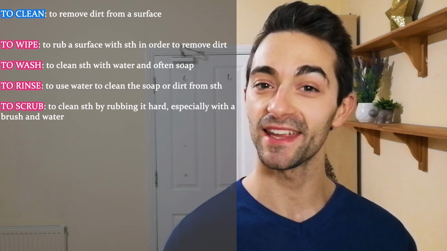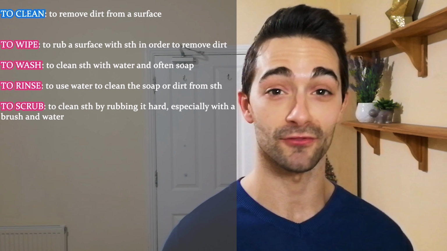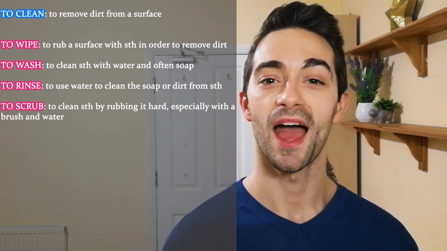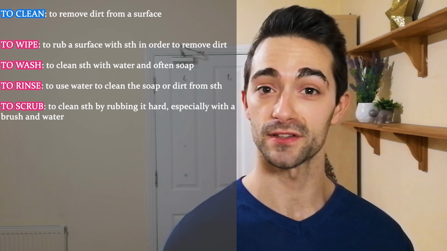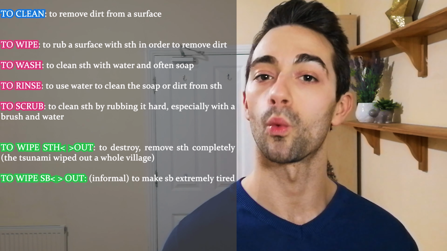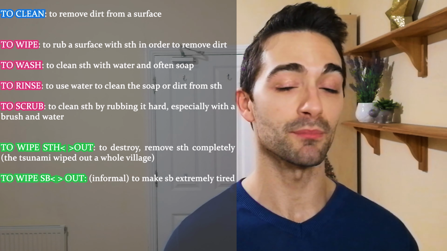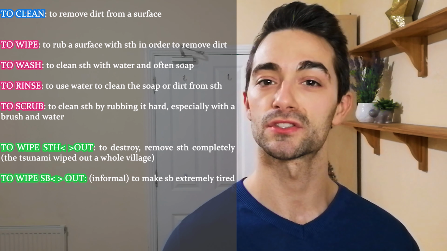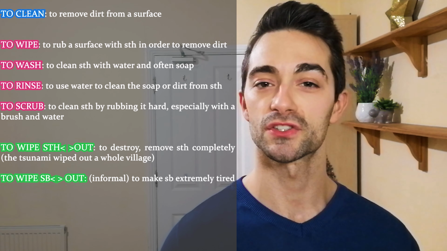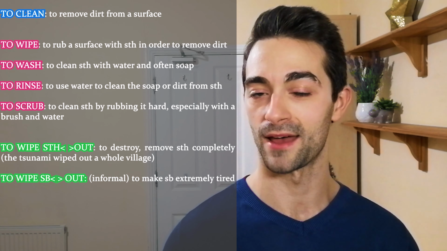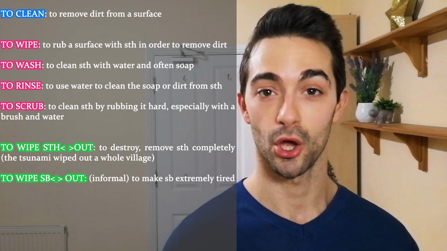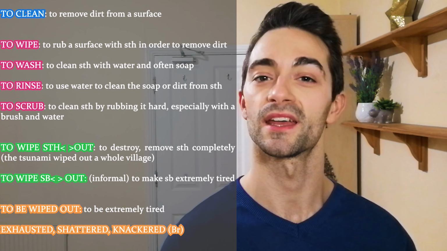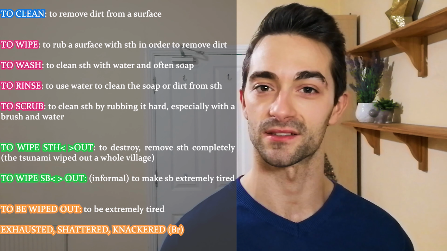And as you can imagine, each of these words has several meanings of its own. If we look at the verb to wipe, for example, we see that it has a lot of phrasal verbs, one of which is to wipe out. To wipe something out means to remove and destroy something completely. To wipe somebody out means to make someone extremely tired. So if you say that you are wiped out, it means that you are very tired, which you can also express in English with the words exhausted, shattered, and knackered.